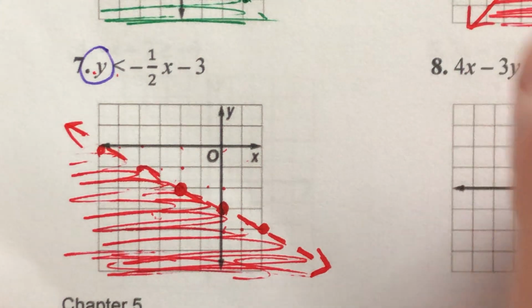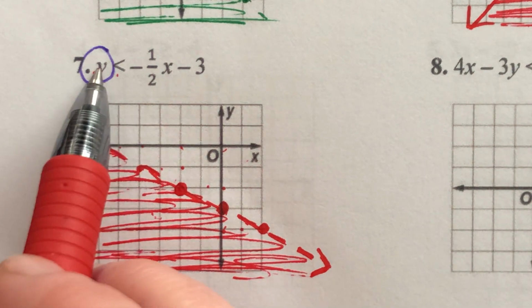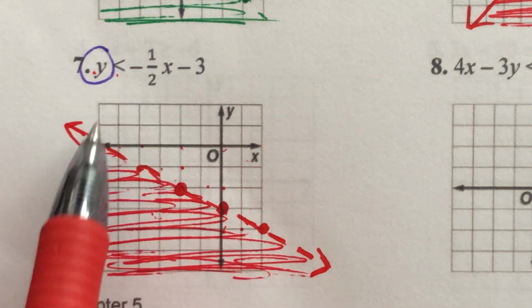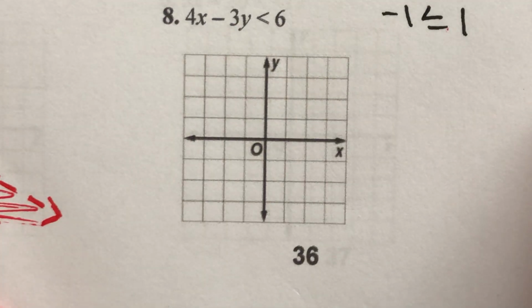But it's just like saying when you say x is less than 4. Does that mean 4 is an answer? No, it can't be 4. It has to be anything less than 4. Same thing here. Y is anything less than this line. It can't be on the line. It has to be under the line. Okay, hopefully that makes sense.